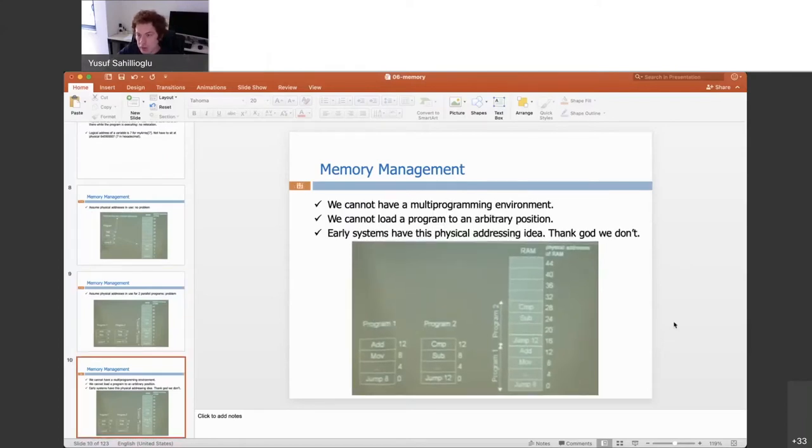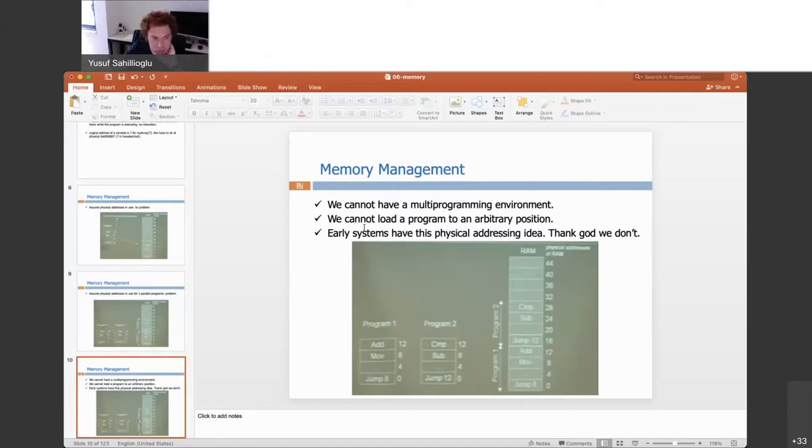So without any logical addresses, if you go only with the physical addresses, then we cannot have a multi-programming environment. As you can see, two programs cannot even survive. We cannot load a program to an arbitrary position. Which is also a problem because the instructions, especially the jump instructions, will tell you to jump to some instruction at a given index, at a given location, and that location will probably not match the location in the physical memory. So your programs will suffer basically.